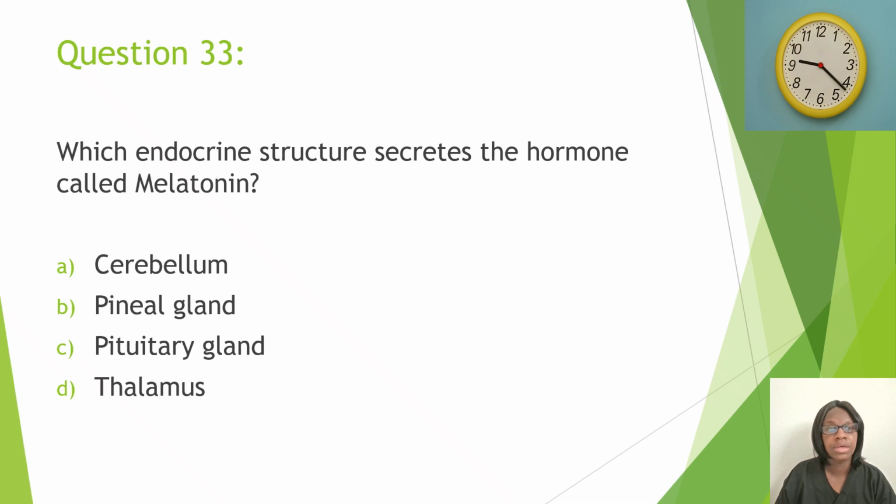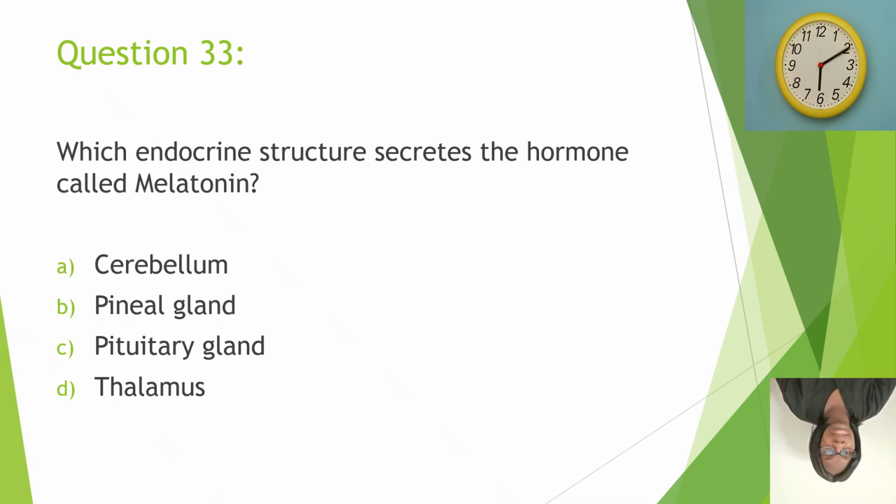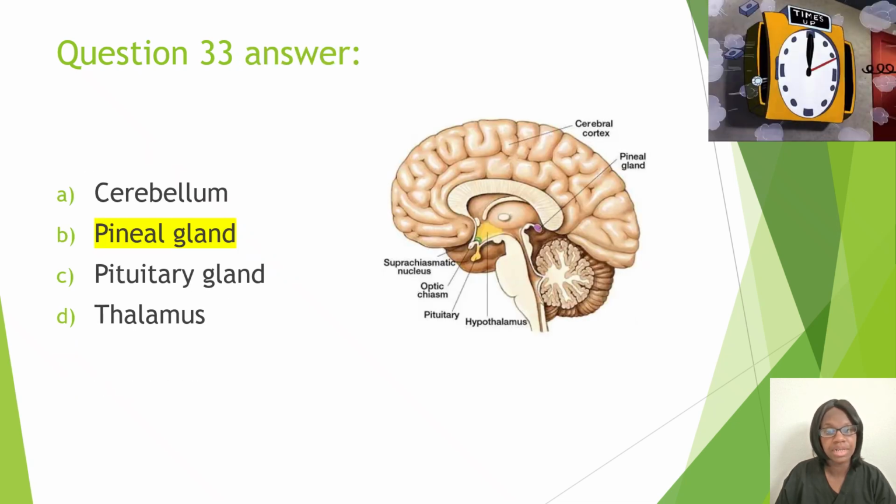Question 33. Which endocrine structure secretes the hormone called melatonin? Your cerebellum, your pineal gland, pituitary gland, or thalamus? All right, the correct answer is your pineal gland.